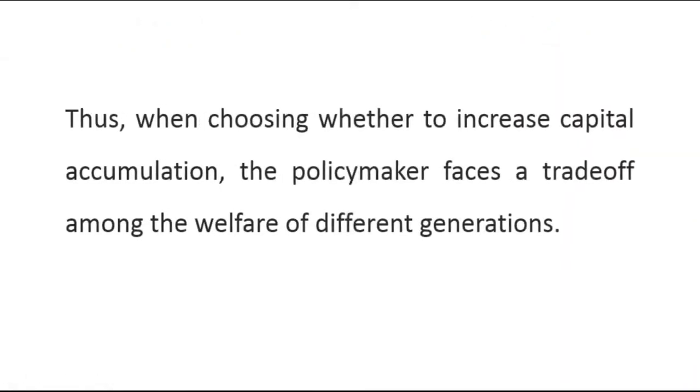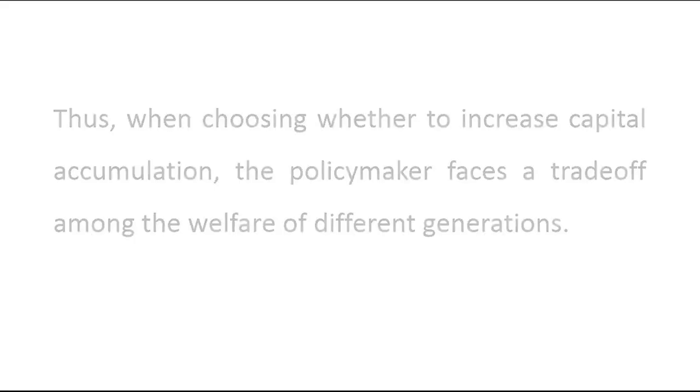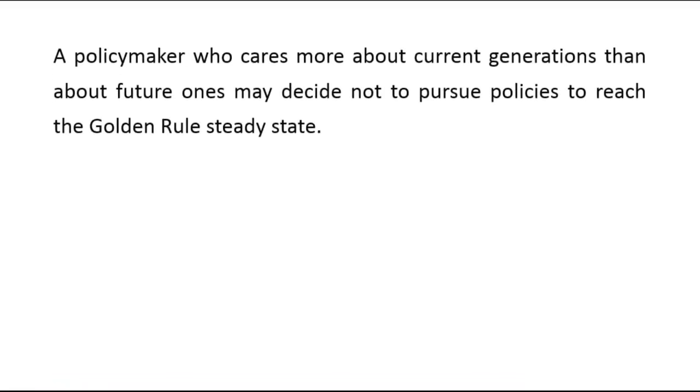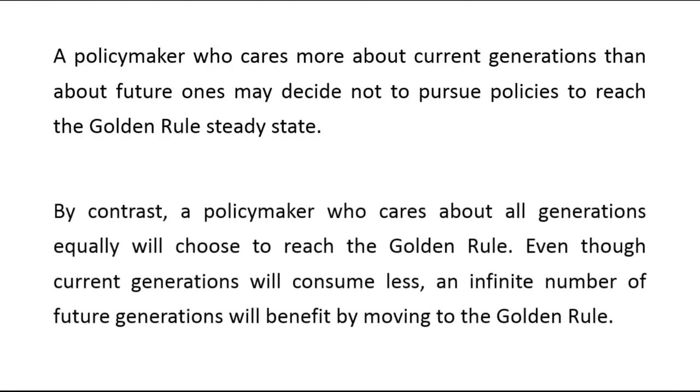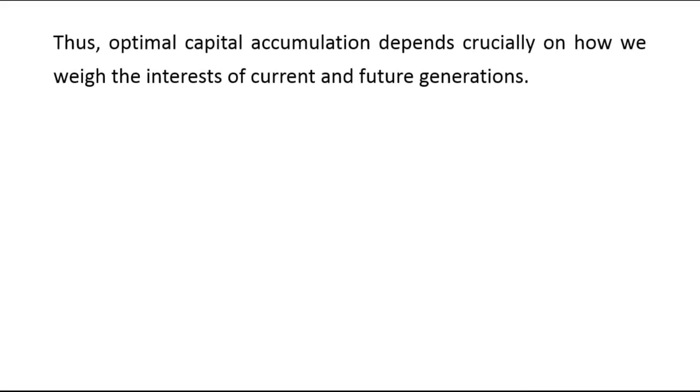Thus, when choosing whether to increase capital accumulation, the policymaker faces a trade-off among the welfare of different generations. A policymaker who cares more about the current generation than about future ones may decide not to pursue policies to reach the golden rule steady state. By contrast, a policymaker who cares about all generations equally will choose to reach the golden rule, even though the current generation will consume less. An infinite number of future generations will benefit by moving to the golden rule. Thus, optimal capital accumulation depends crucially on how we weigh the interests of current and future generations.